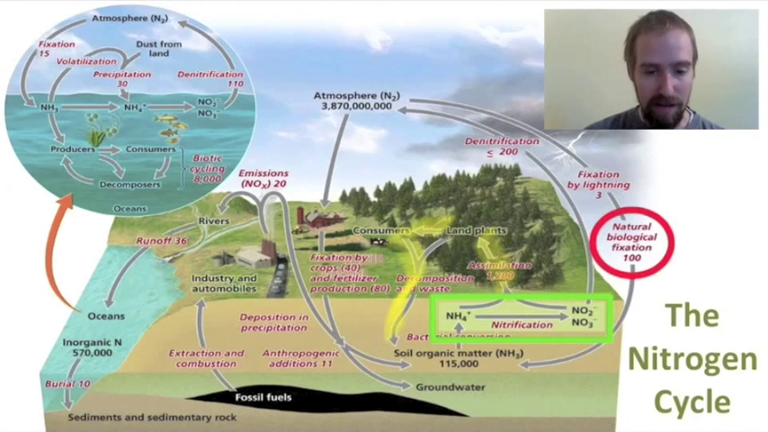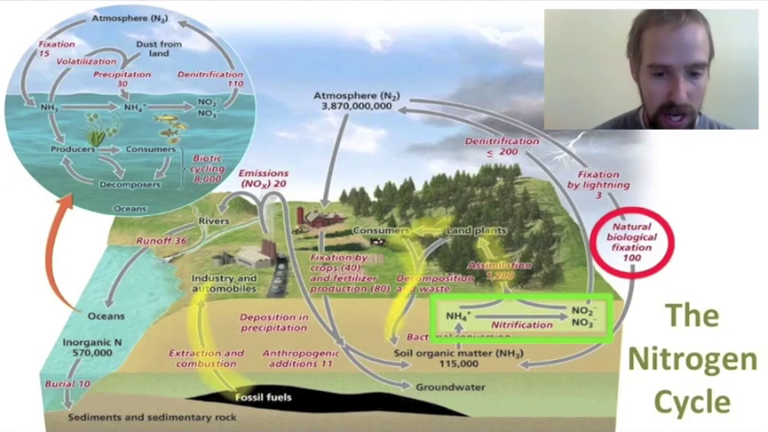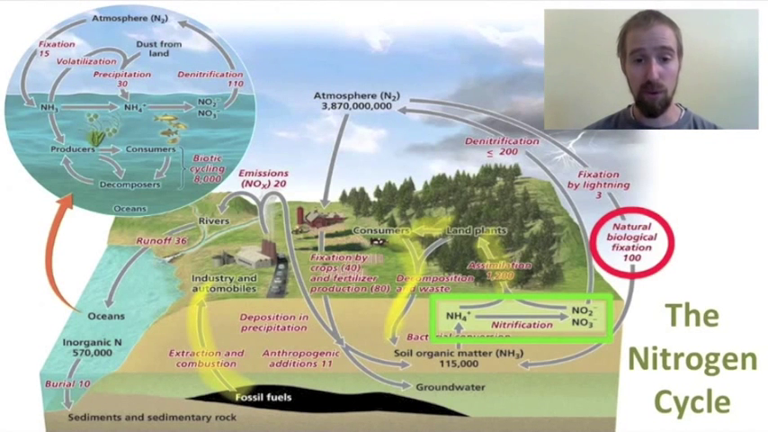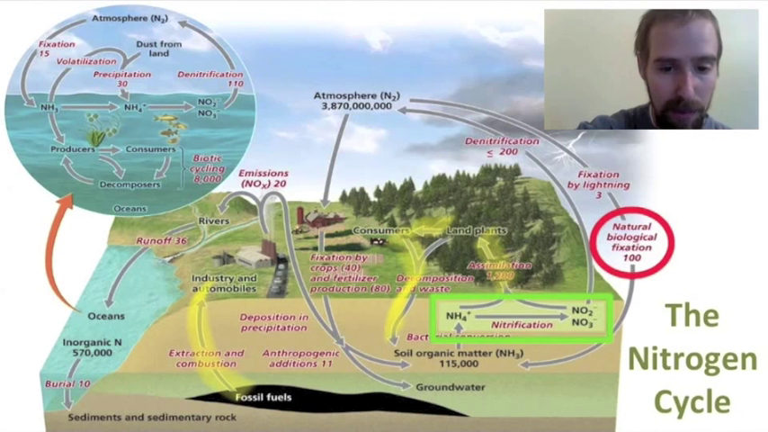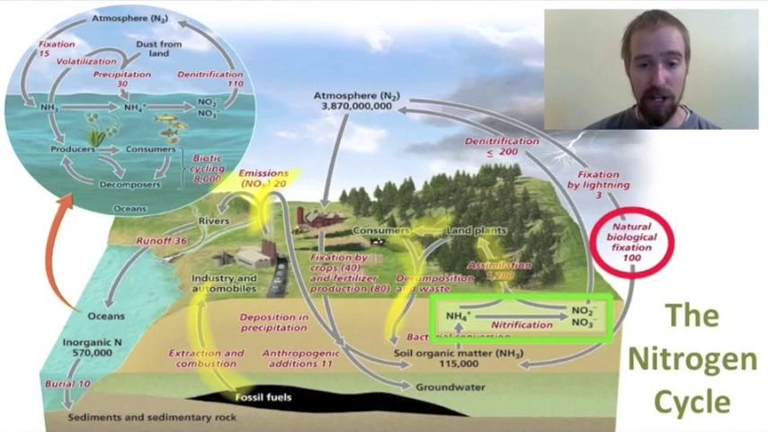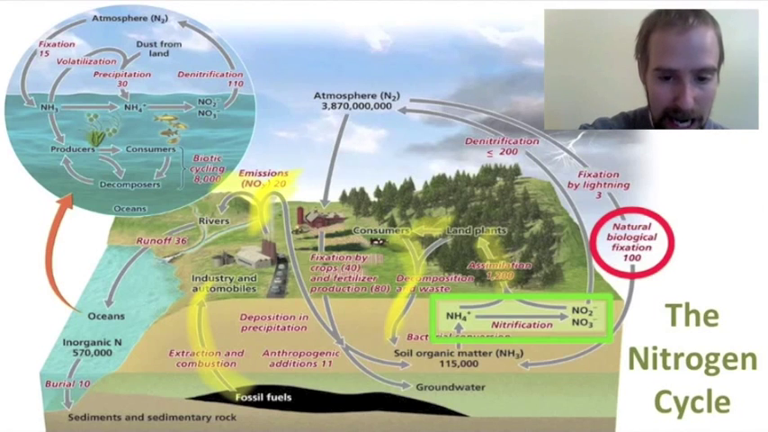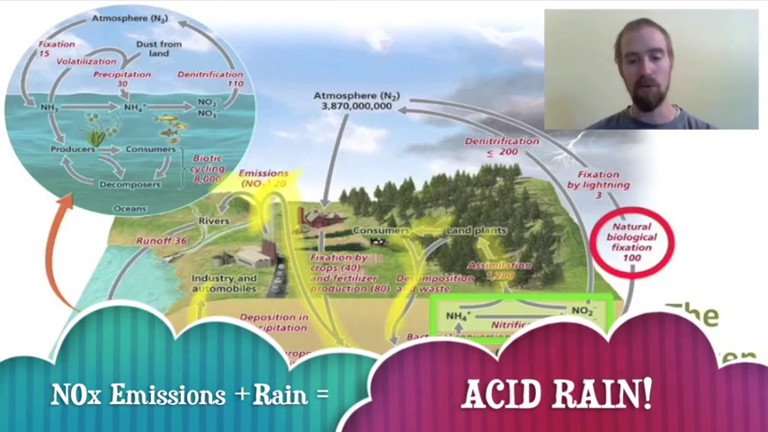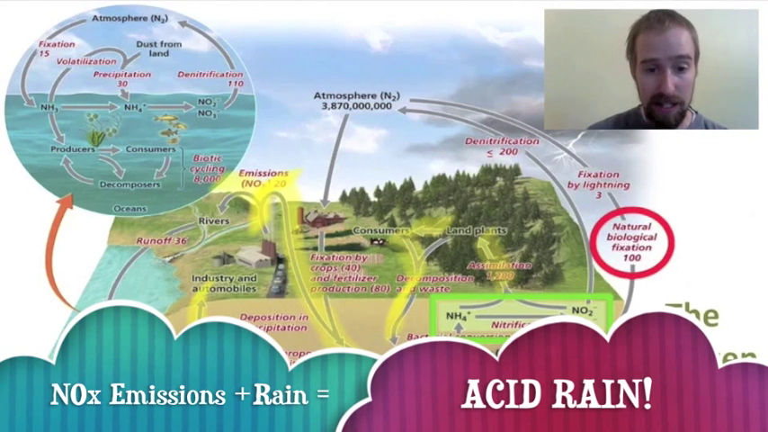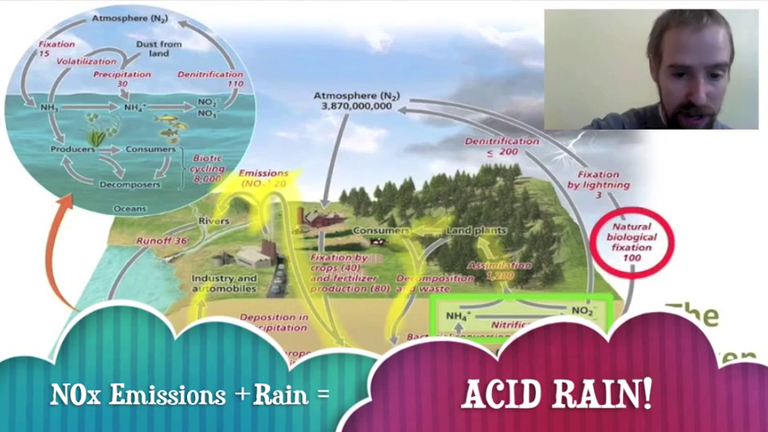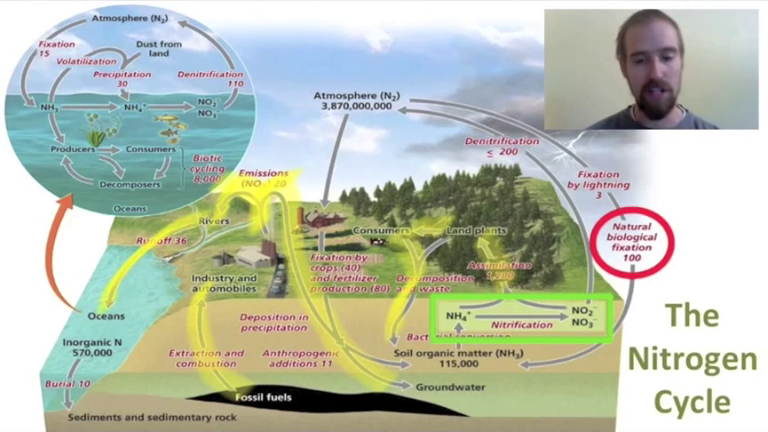Additionally, humans get involved in the nitrogen cycle by taking fossil fuels and burning them, and those fossil fuels have some nitrogen in them, so that puts nitrogen up into the atmosphere. That form of nitrogen then can be deposited back onto the land and into the water by rain, and can also run off into our rivers, which then can potentially run off into our oceans.